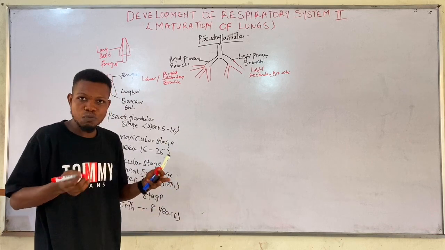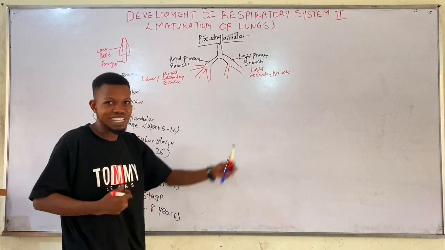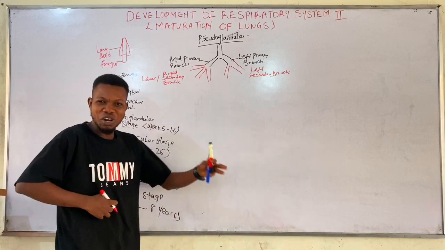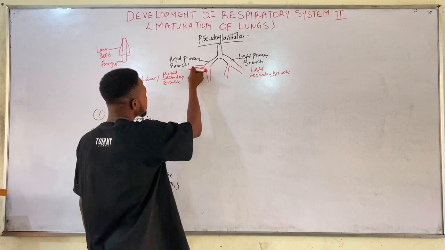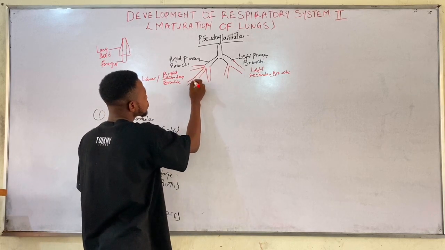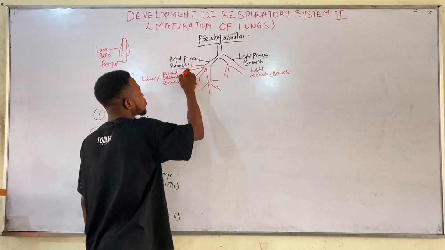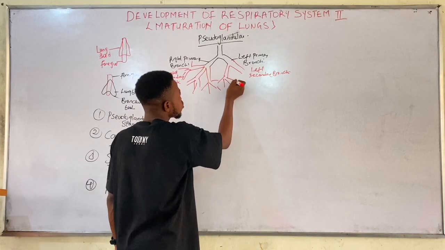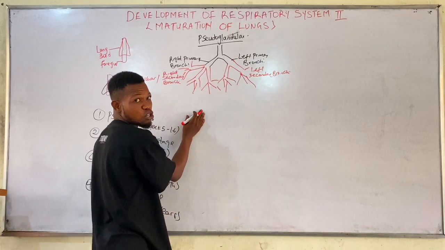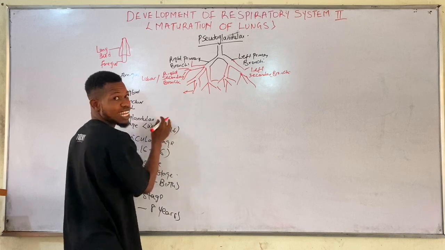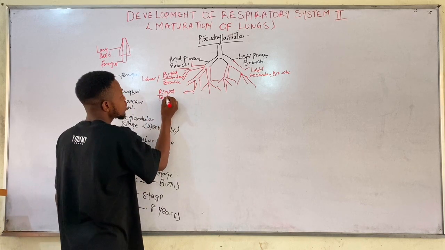Then as time goes on, during subsequent development, other structures also bud off from the secondary bronchi. Can you see? It's just budding off, giving rise to structure after structure. So another structure buds off from here, here it also buds off, here as well. So the structures that bud off at the right side are what we call the right tertiary bronchi.